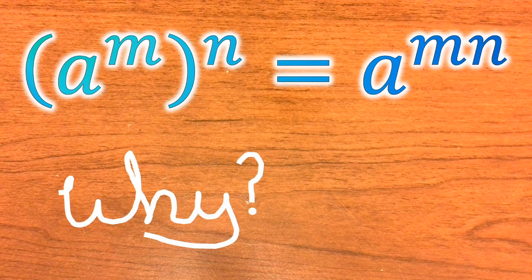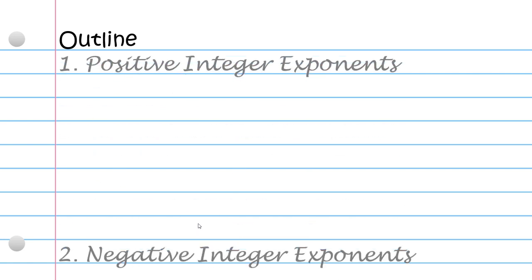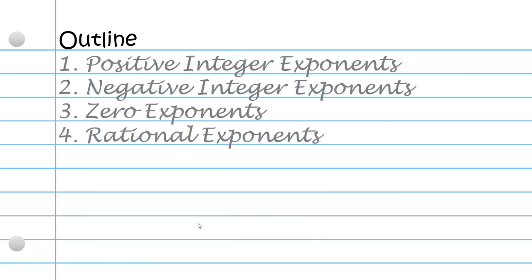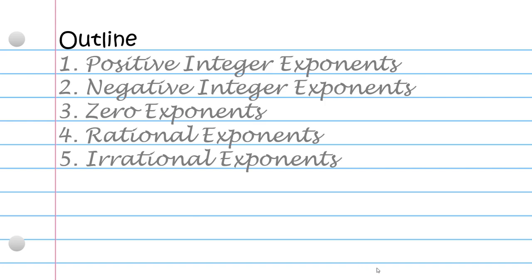In this video, I want to explain why this property is true when the variables are real and all expressions we calculate the values of on the left and right hand side are real. I'll be explaining this for positive integer, negative integer, zero, rational, and irrational exponents.